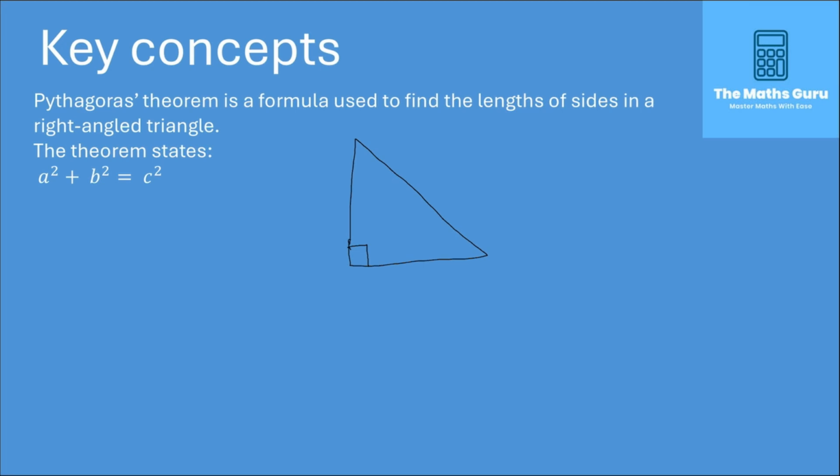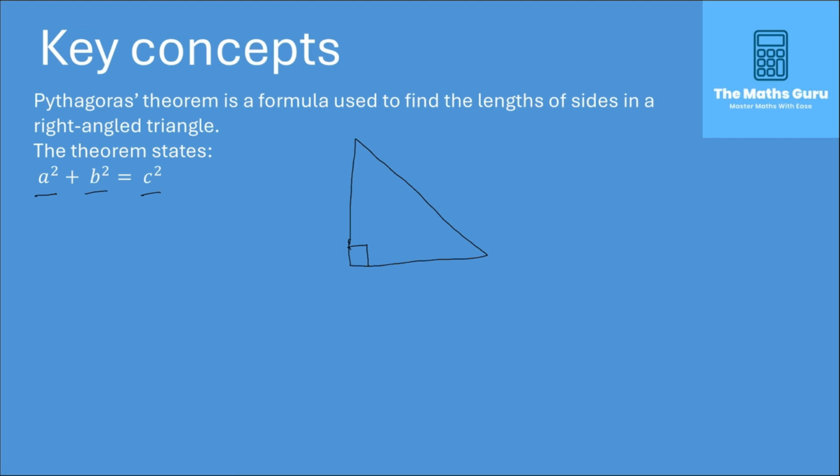A right angle is 90 degrees, as I'm sure you guys are aware. So the theorem states that a squared plus b squared is equal to c squared. Now you might be thinking, what has that got to do with our right angled triangle? Well, we label the sides of the triangle a, b, and c.